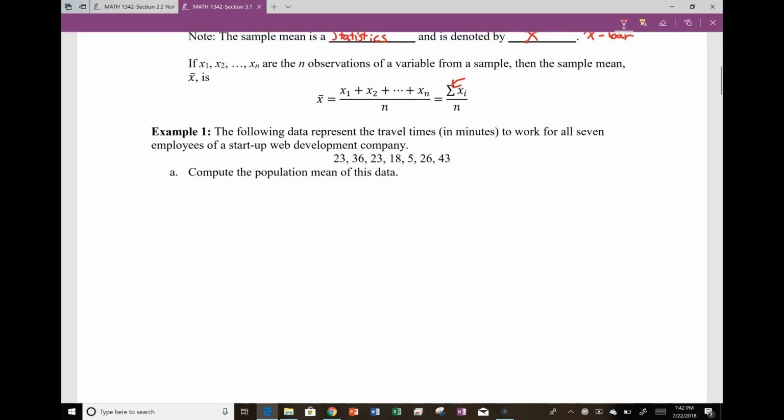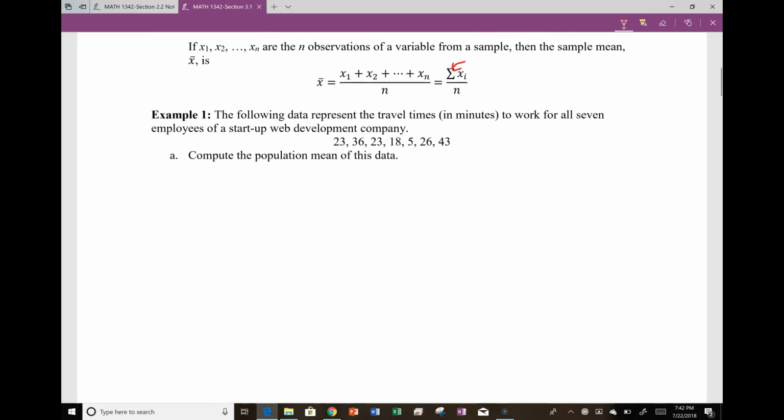So let's look at the following. The data represent the travel times in minutes to work for all 7 employees of a startup web development company. Notice it says all 7 employees. This is a startup company, therefore we are talking about a population. This data is a population. We want to compute the population mean of this data.